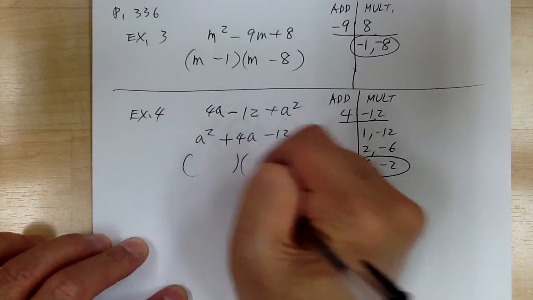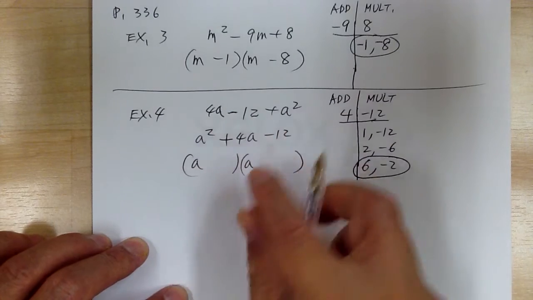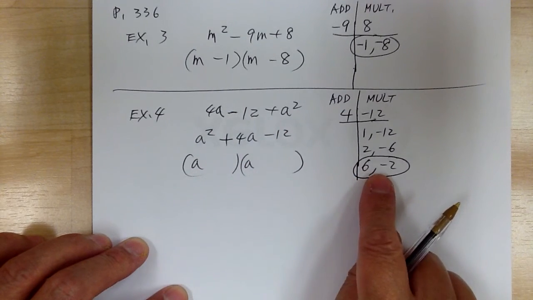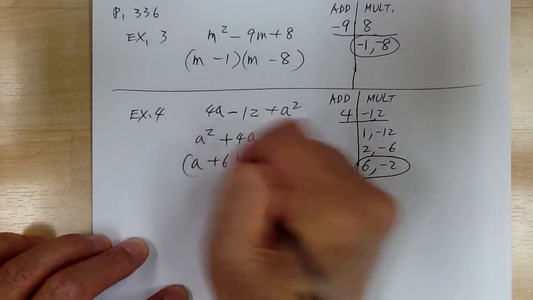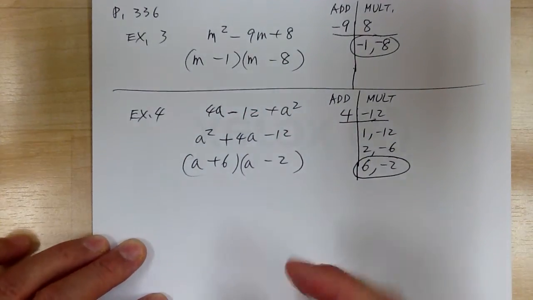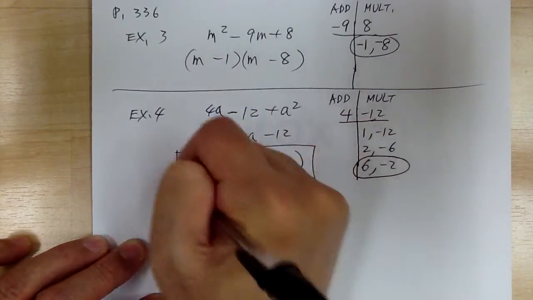Right? So again, first you do the FOIL method, the f, right? Then you do the o and the i. This is your o and the i. So plus 6 minus 2. And you can check, right? 6 times negative 2 gives you negative 12. And again, that's it. Okay.